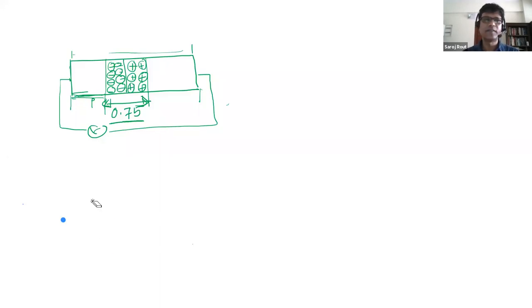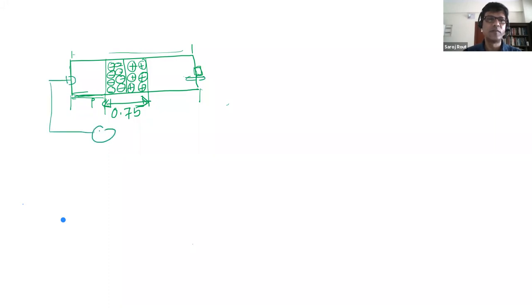Now, this is not very intuitive to understand, but what Saurav just said is, when you apply a contact here, there is a contact potential difference between this and this. And when you put a voltmeter, actually they cancel. These two cancel. And they become exactly 0.75. So if you put a voltmeter, you just see zero.